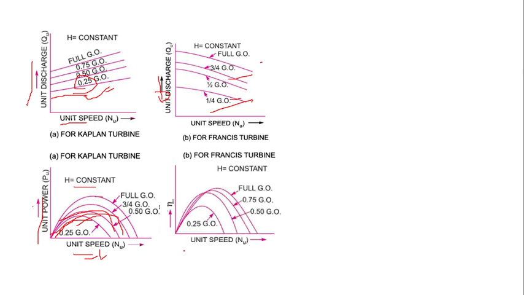Whereas for the Kaplan turbine, with unit speed on the x-axis and unit power on the y-axis, head is constant, and after a certain point unit speed is increasing, unit power reaches a maximum and goes to zero. Whereas in the Francis turbine it is the same kind, but if you open the gate fully or to 3/4 gate, the overall efficiency is shifting towards the right.